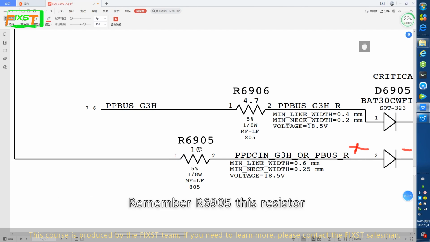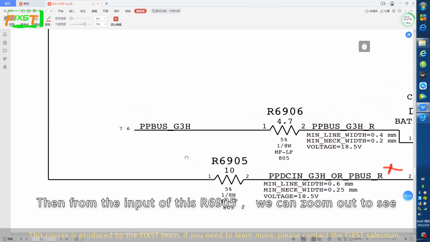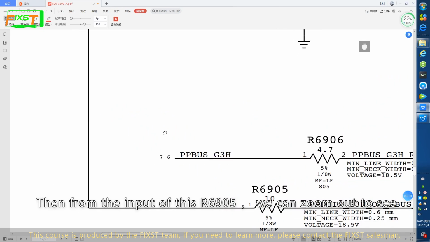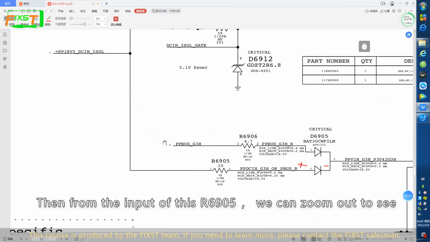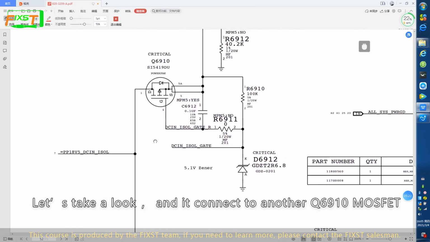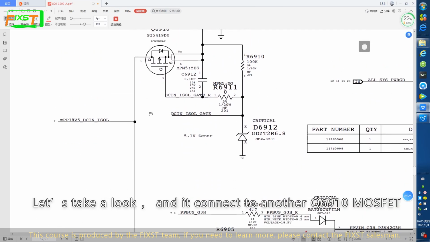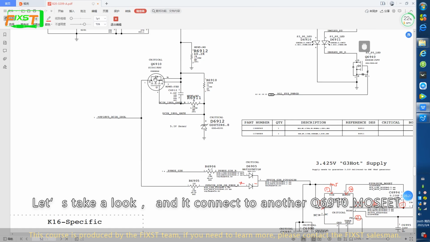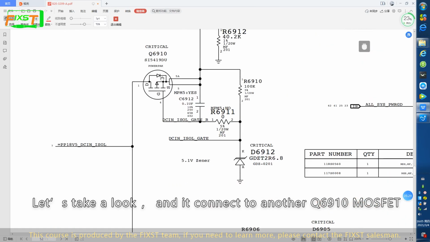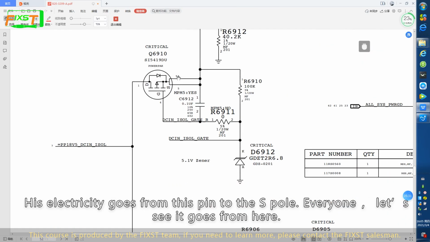Remember R6905 this resistor. Then from the input of the R6905, we can zoom out to see. Let's take a look and they connect to another Q6910 MOSFET. His electricity goes from this pin to the S pole. Everyone, let's see it goes from here.